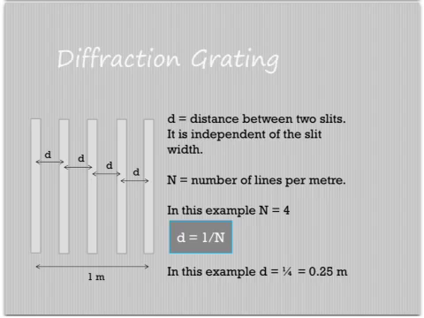We use letter d to represent the distance between 2 slits or 2 neighboring slits. Like from this one to that one is d, from this one to this one is d. Capital N stands for the number of lines or the number of slits per meter, and the relationship between d and capital N is this: one is the reciprocal of the other.